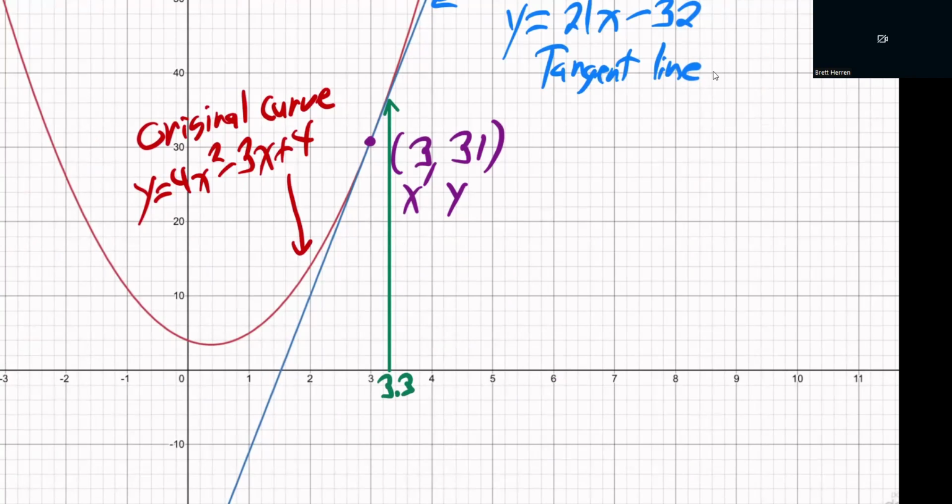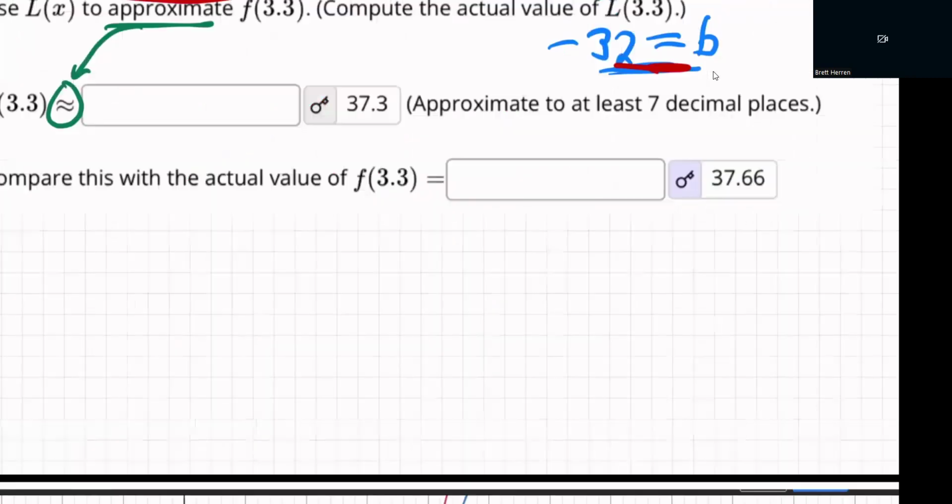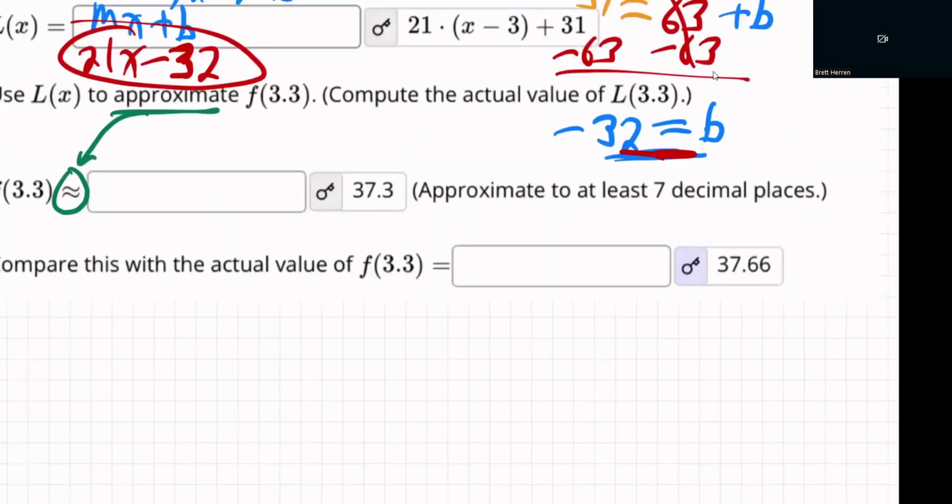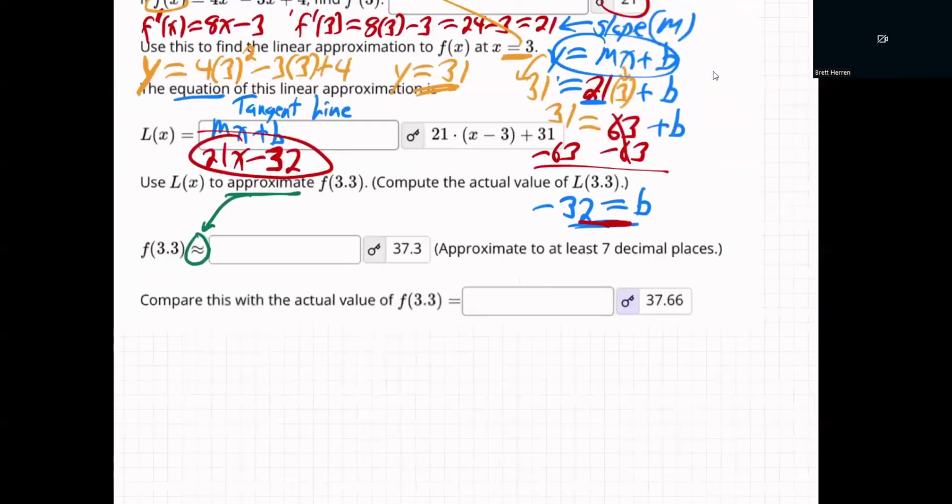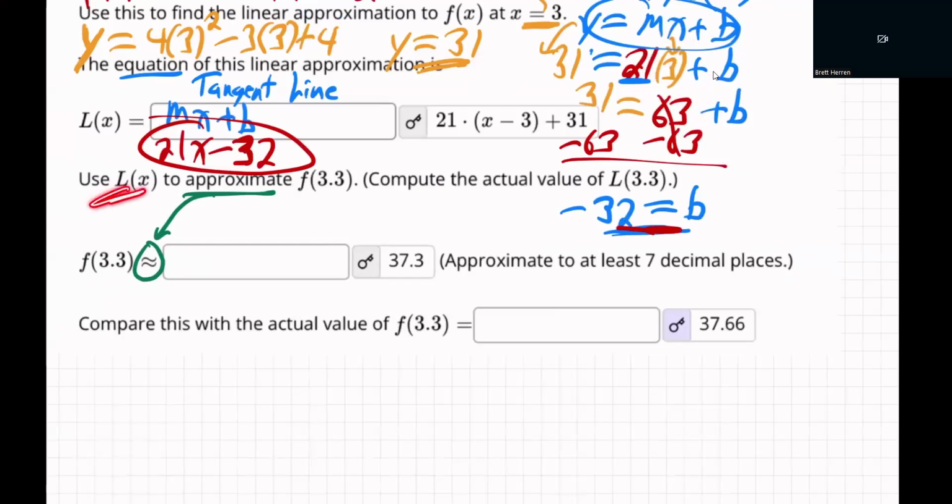So getting back to the equation. The graph doesn't want to move. Okay, there we go. So it says approximate. Sorry, my thing is freezing up a little bit here. There we go. All right. So use that linear equation to approximate f of 3.3. That means I'm going to plug in 3.3 for x.